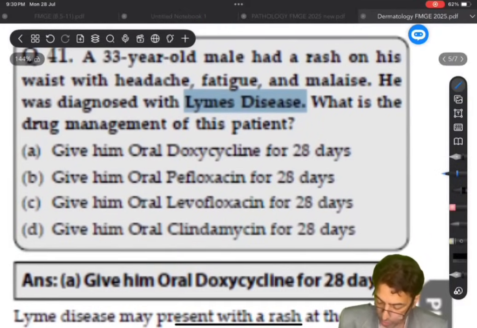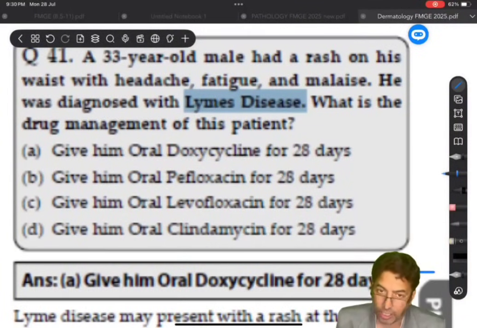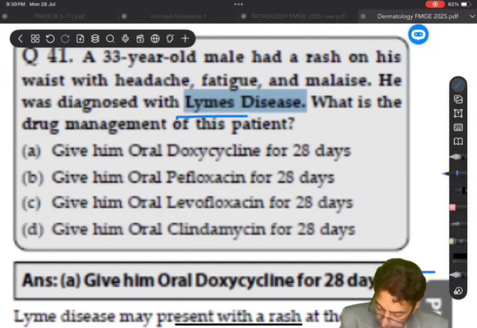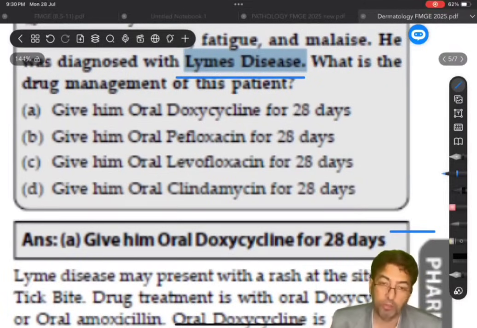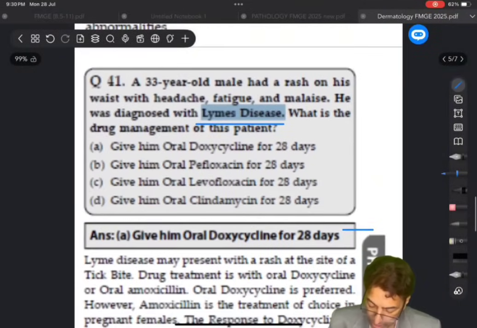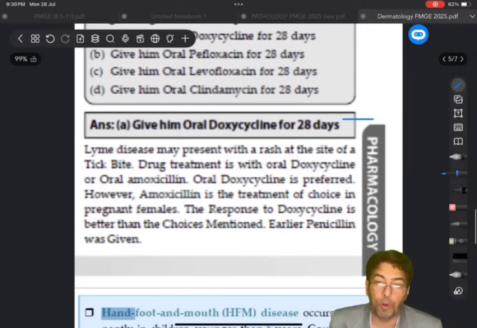Now, the question which was asked, question number 41. So here is the question. I have mentioned it compactly, even the dosage of the drug. Lyme's disease over here, it was mentioned in the question, which drug? So doxycycline is given. Give him doxycycline for 28 days. So I have mentioned it in full detail.